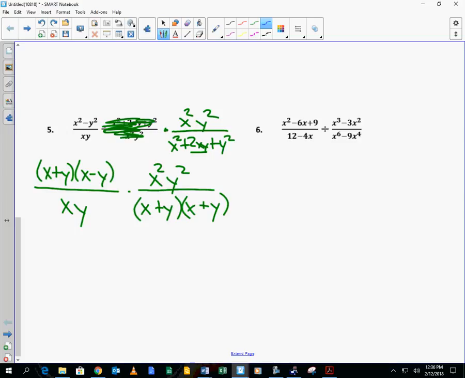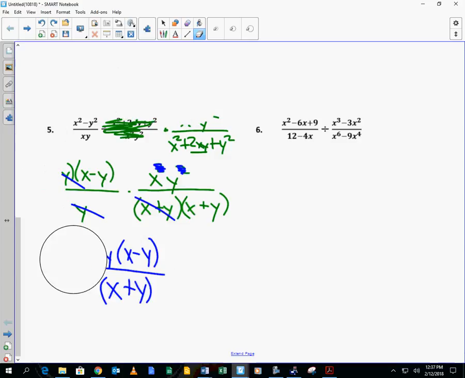Let's see if we can find something to cancel. The x plus the y's go away. X squared, y squared over xy, this will go away. And these will be reduced to just the first power. And so you have xy times x minus y over x plus y. And that's as simplified as that expression gets, unfortunately. No simpler in that situation.